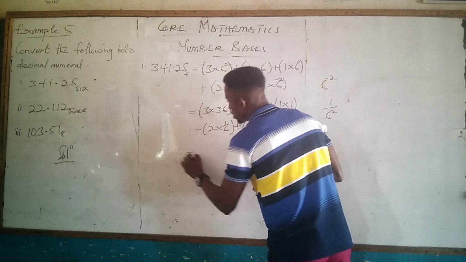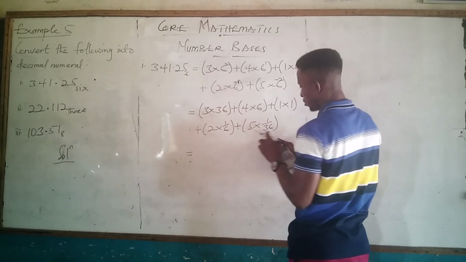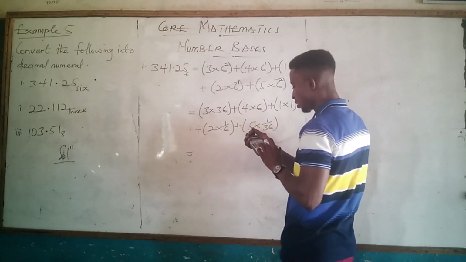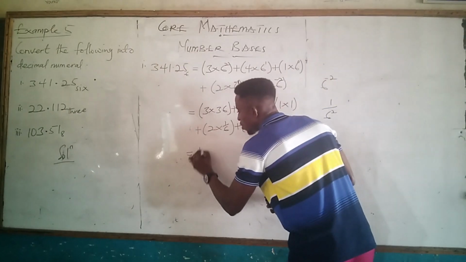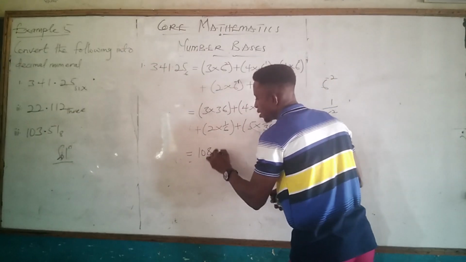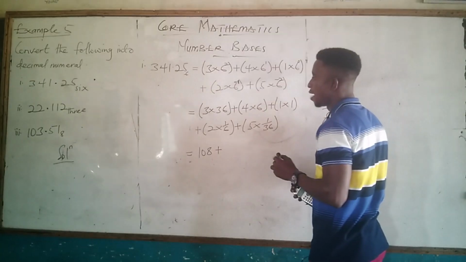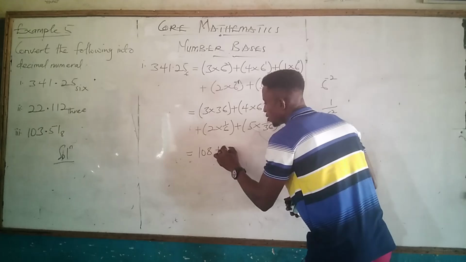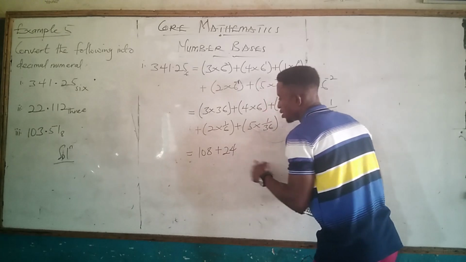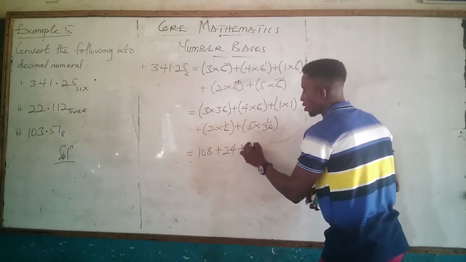So this one will get me 3 times 36, 36 times 3, and that one is 108. Then plus I have this one, 4 times 6, that is 24. Putting it on the calculator, and this one will get me 1.